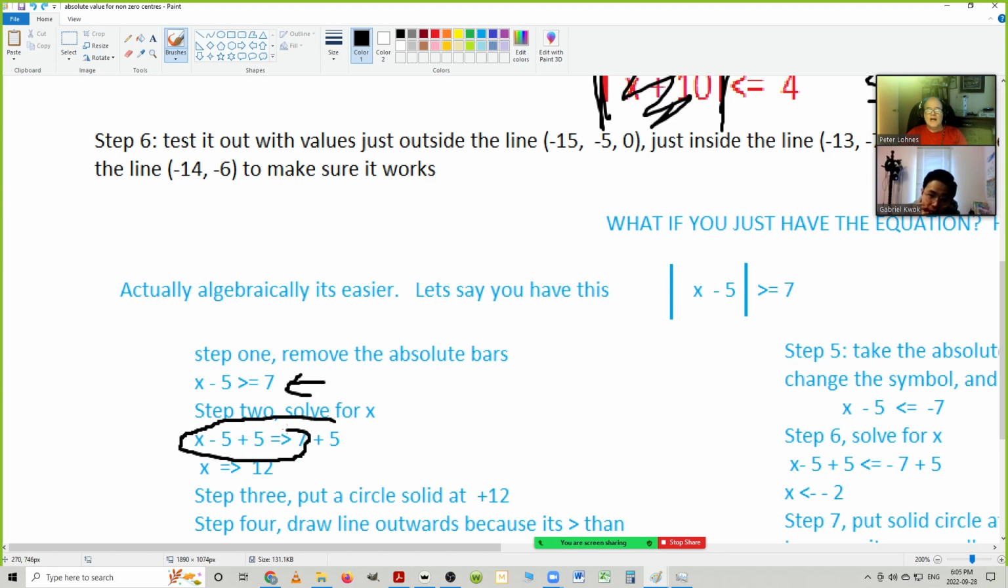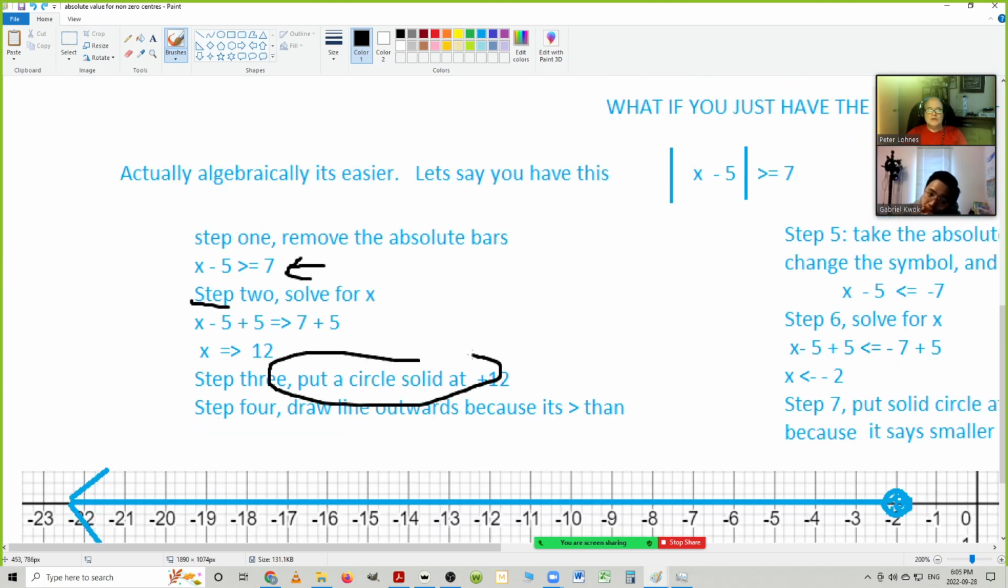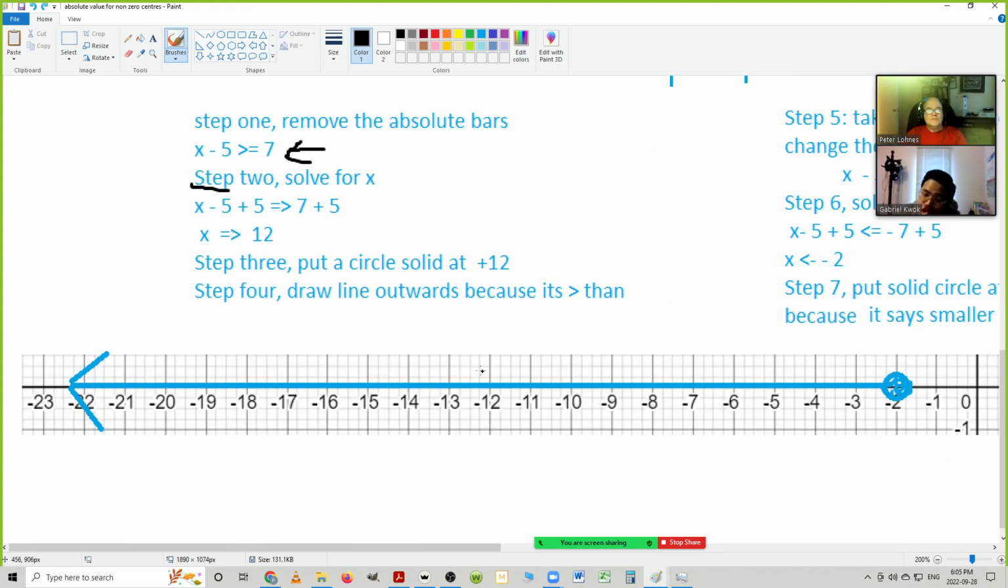How do I solve for x? How do I get x all alone here? You add 5 to both sides. I get x is bigger or equal to 12. Step 3, put a solid circle around 12 because it's bigger or equal to 12, right? Let's see if that works.